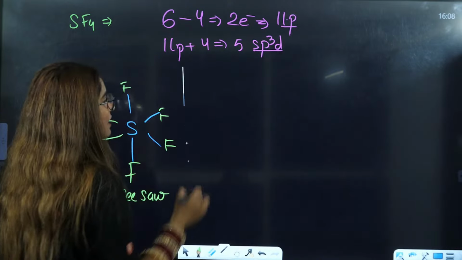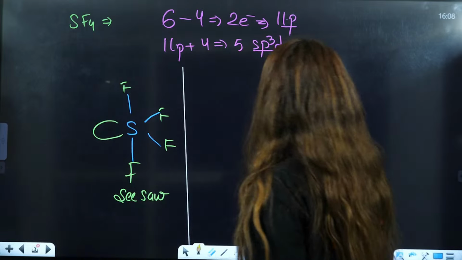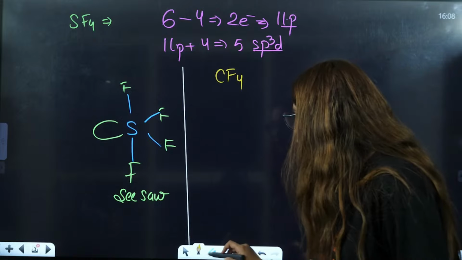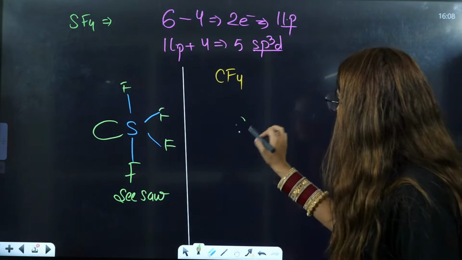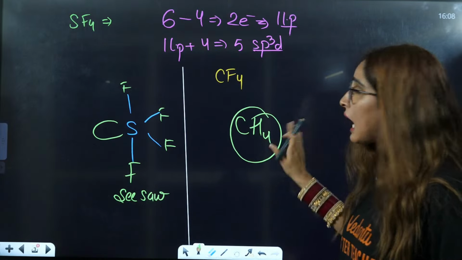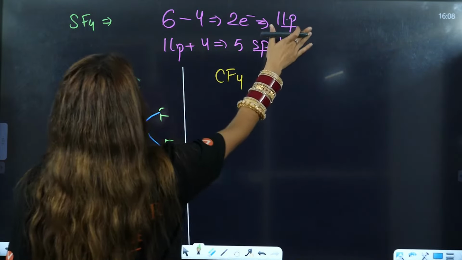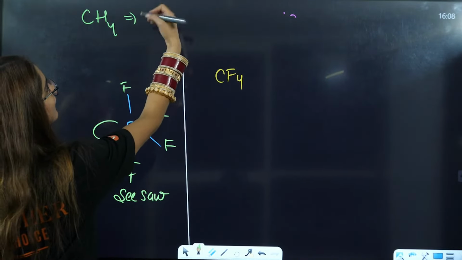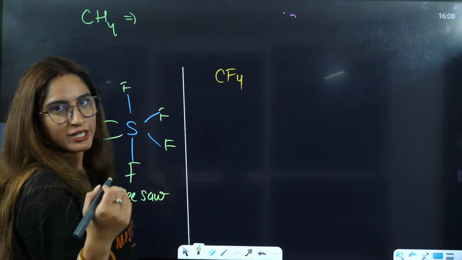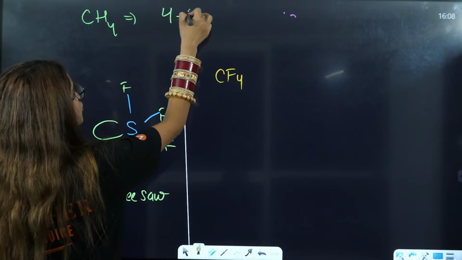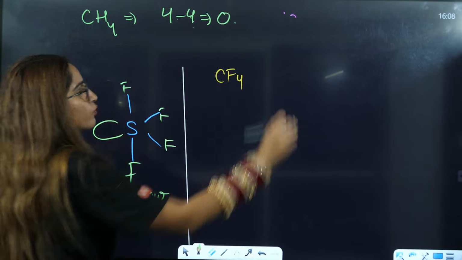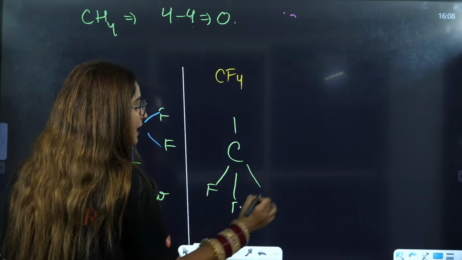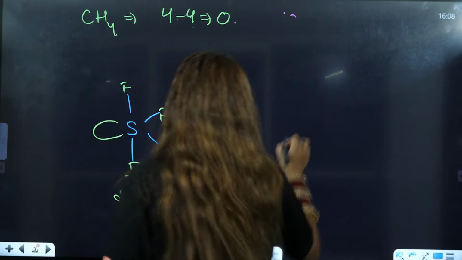Next, they are asking CF4. If you want to solve this, you can solve it, or you can directly answer that it will have the same shape as CH4. How? Carbon belongs to group number 14, so it has 4 outermost electrons, all involved in bonding, so it has 0 lone pairs, and that is why it is going to have sp3 hybridization with tetrahedral shape.